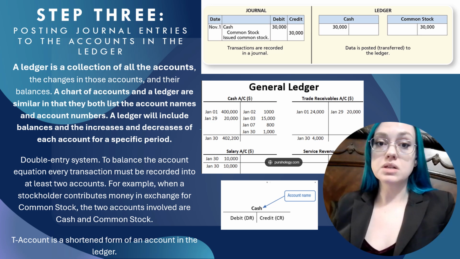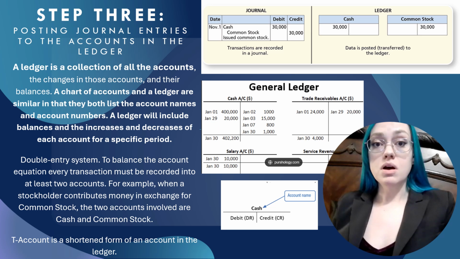A ledger will include balances and increases and decreases of each account for a specific period. It also will use a double entry system to balance the accounting equation. Every transaction must be recorded in at least 2 accounts. For example, when a stockholder contributes money in exchange for common stock, the 2 accounts involved are cash and common stock.